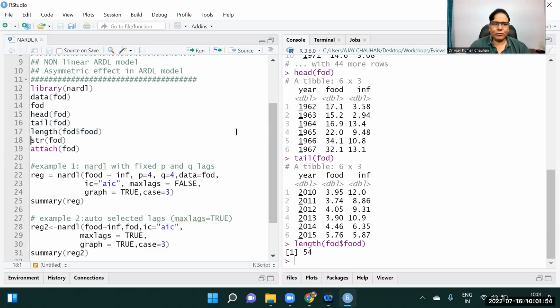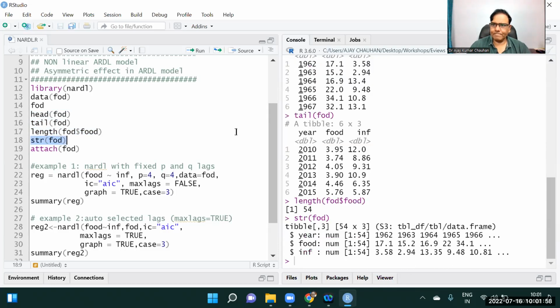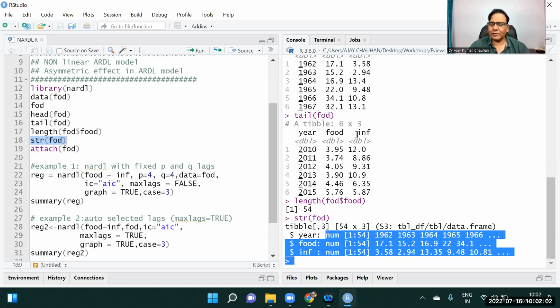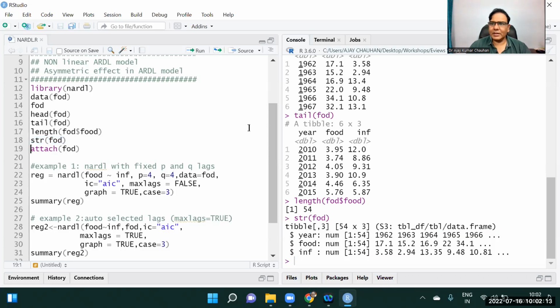In time series, we have to check the nature of the variables. So you can see that the nature of the variables is numeric, so we can work on it. In case it is showing you factor, then you cannot apply any of the techniques. Then we are attaching the data so that we can work on the variables.